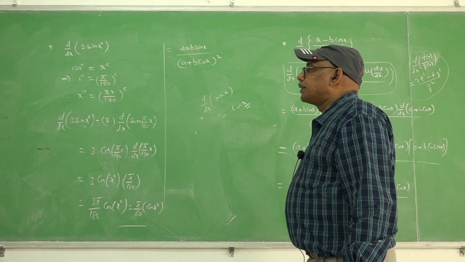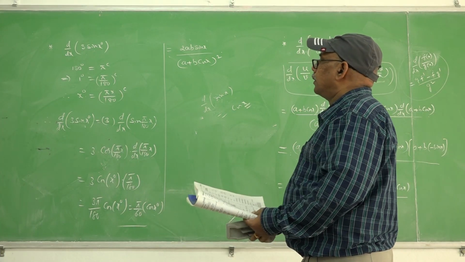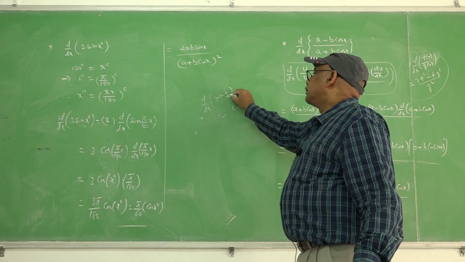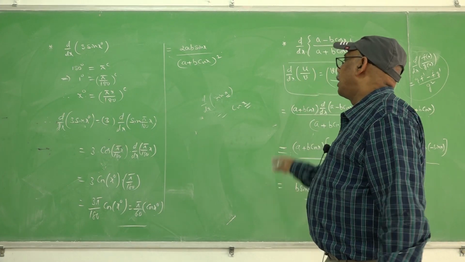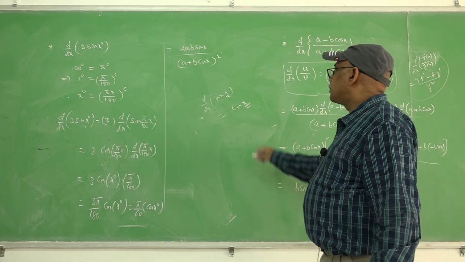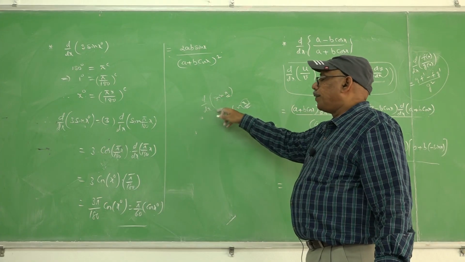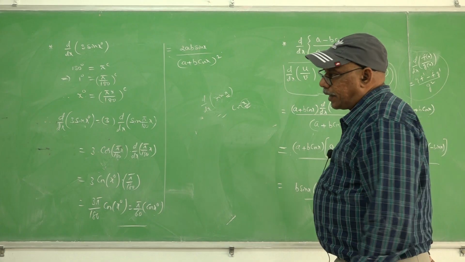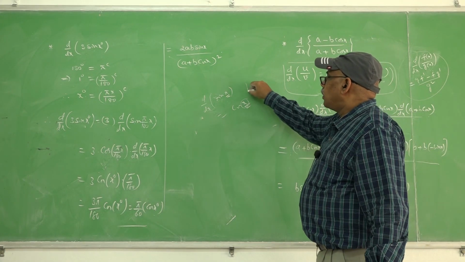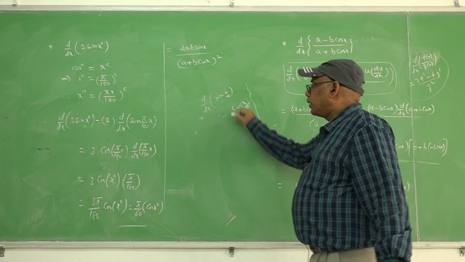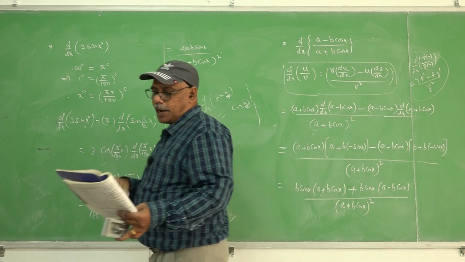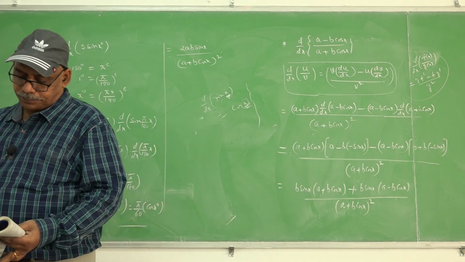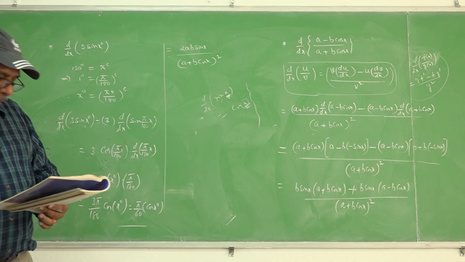The derivative of a trigonometric function exists in these forms whenever the angle is measured in radians only. The derivative of sin x is cos x, the derivative of cos x is minus sin x, and the derivative of tan x is secant square x. All these formulas are valid whenever the angle is measured in radians. Next one.